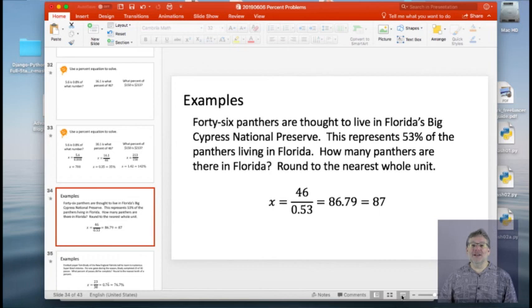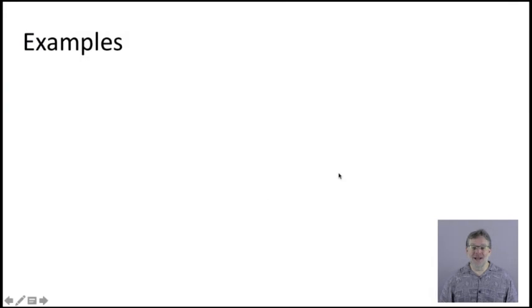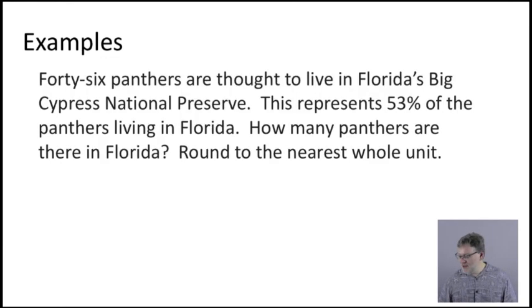All right, let's take a look at some additional word problem examples so that we can use these techniques on more real-world type problems. Here's the first one here. 46 panthers are thought to live in Florida's Big Cypress National Preserve. This represents 53% of the panthers living in Florida. How many panthers are there in Florida? And of course, we're going to round to the nearest panther. We're not going to be slicing these panthers in half or otherwise.